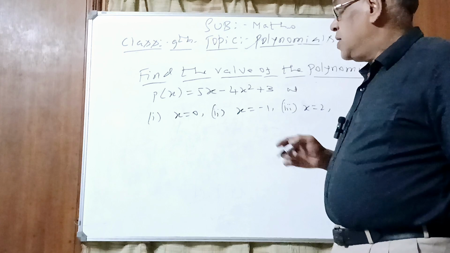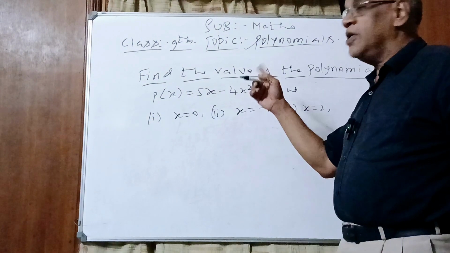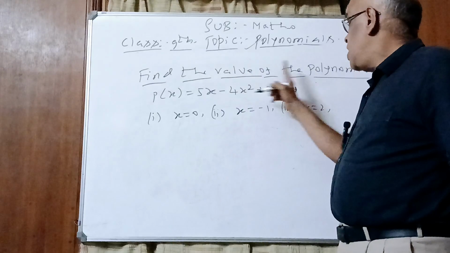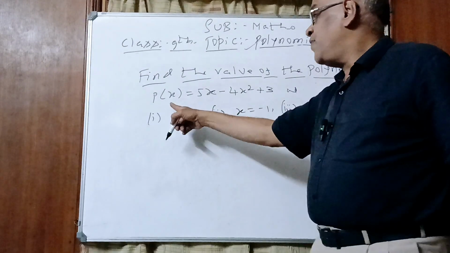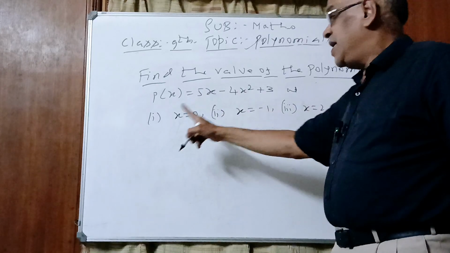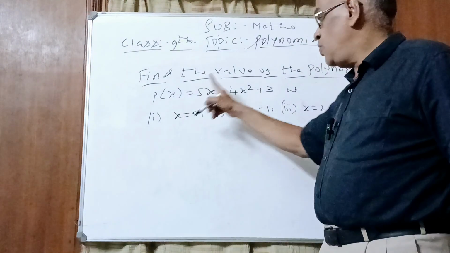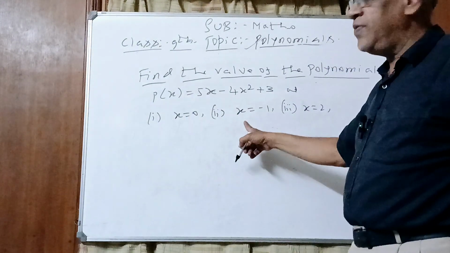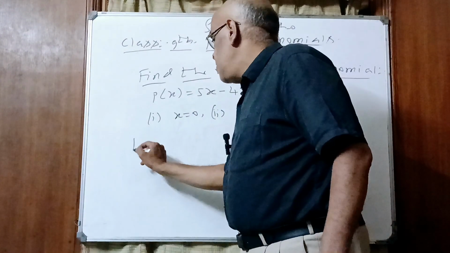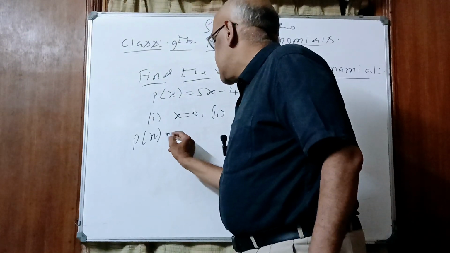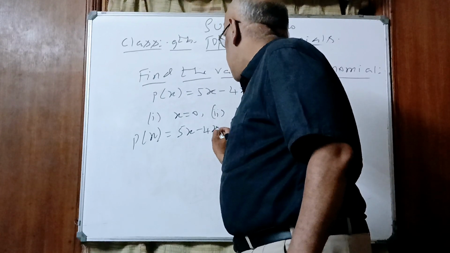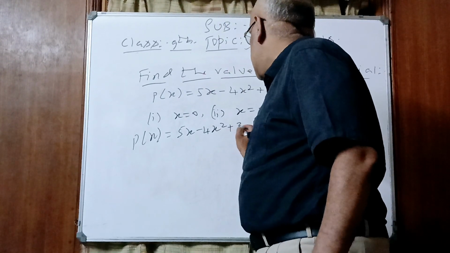Children, as I told you, we will solve some numericals. What is the question? Find the value of the polynomial p of x is equal to 5x minus 4x squared plus 3 at x is equal to 0, first value, x is equal to minus 1, second value, x is equal to 2. What is the given polynomial, children? P of x is equal to 5x minus 4x squared plus 3.